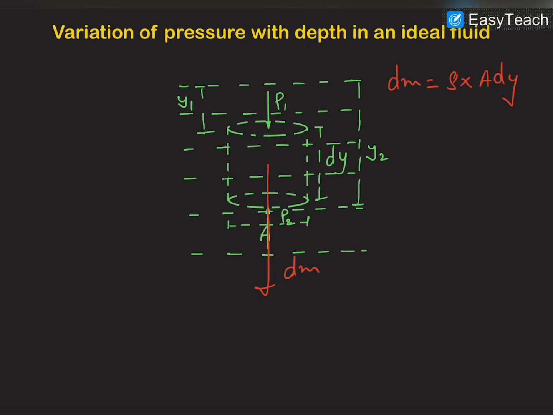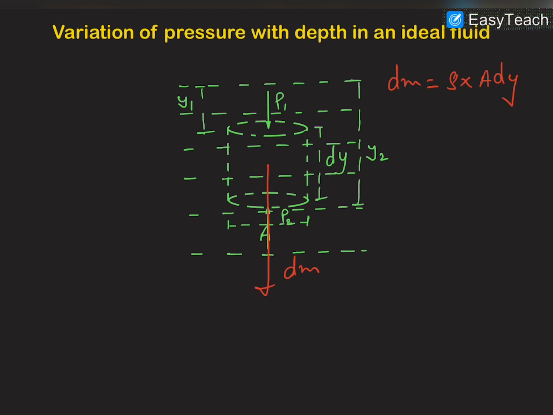and the mg, which is the weight of this cylinder, would be balanced by some upward force. Now you can see that this pressure is pushing this cylinder in the downward direction, while this pressure is pushing the cylinder in the upward direction. Now the cylinder is in equilibrium, which means that the net force due to pressure difference will be in the upward direction and mg will be acting in the downward direction, and both will balance out each other.